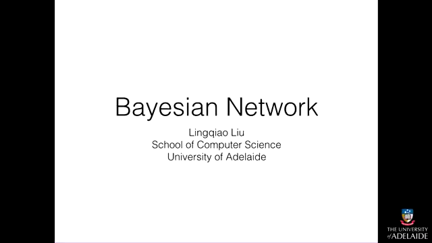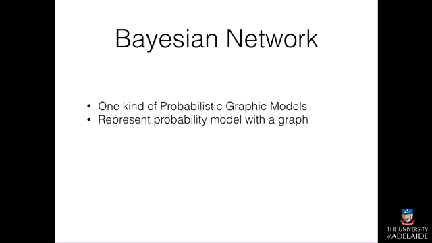So we will introduce a Bayesian network, a solution to this scenario. Generally speaking, the Bayesian network falls into the category of methods called probabilistic graphical models, or PGM. Okay, so Bayesian network is one kind of PGM. It's not the only one. The general idea of PGM is to use a graphical model to represent a probabilistic model.